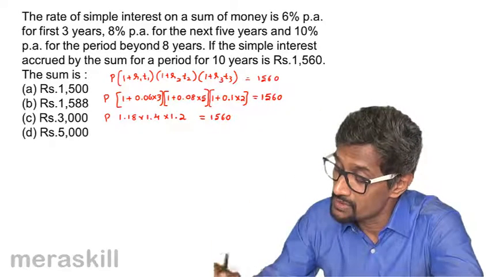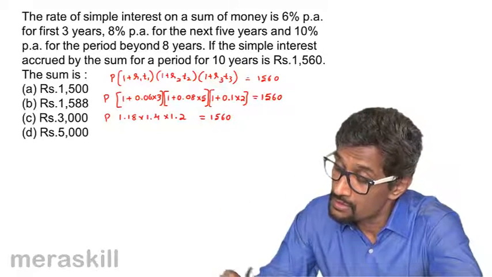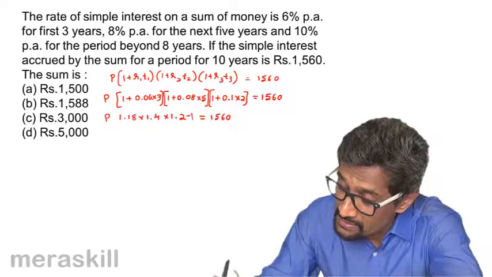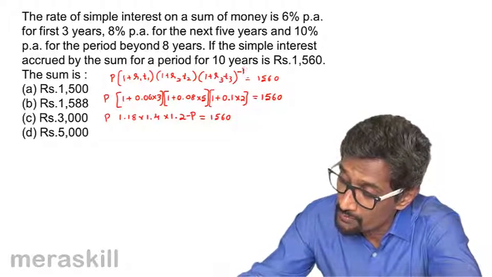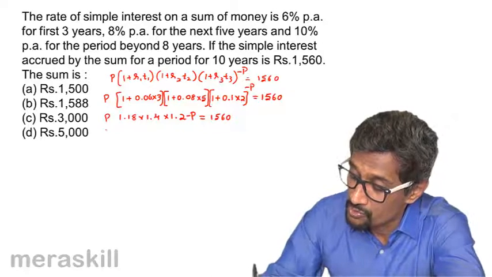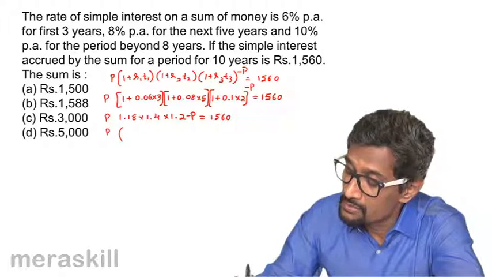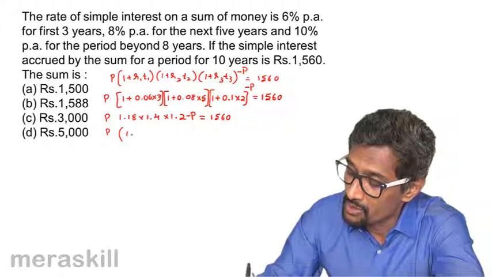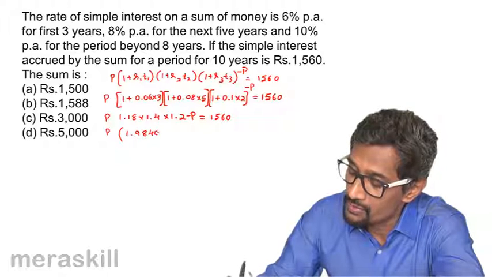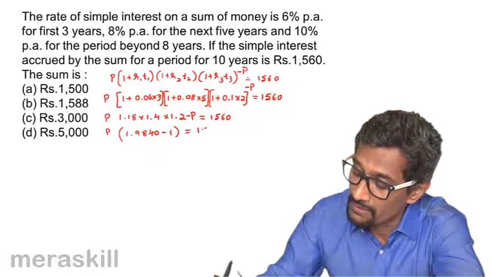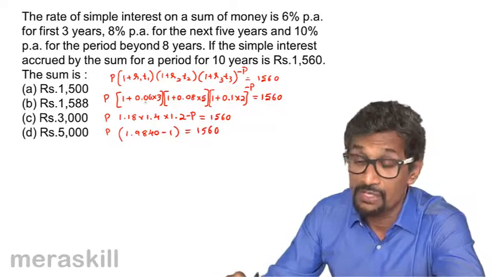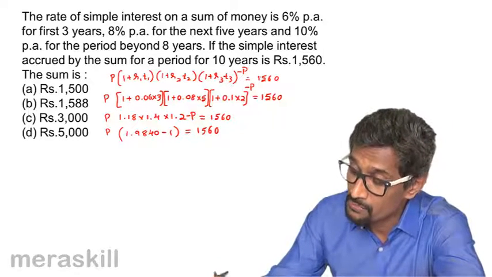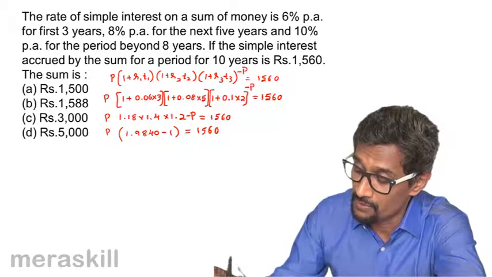Okay, we have made a mistake here. This is the simple interest. So you have to have minus P on here. This is simple interest. So it's going to be P into all these, which turns out to be 1.9840 minus 1 is 1560. Sorry, there was a mistake. We often have a tendency to take the principal, this amount itself, as the simple interest.